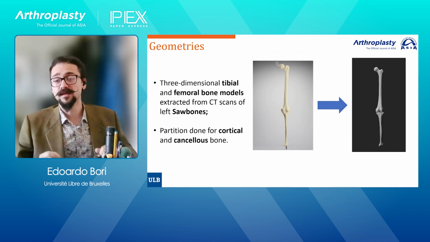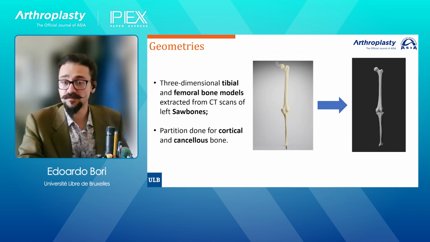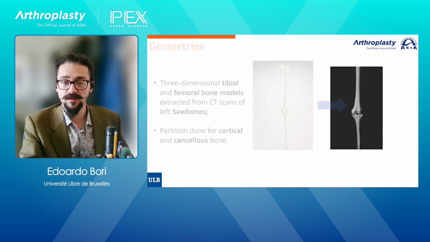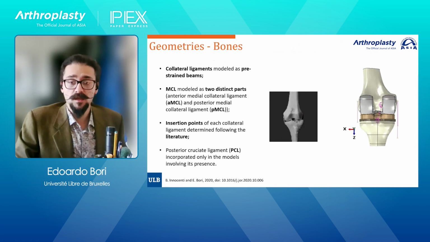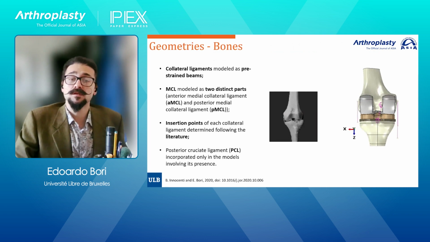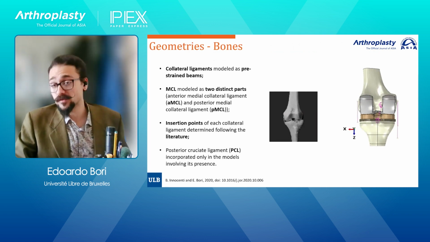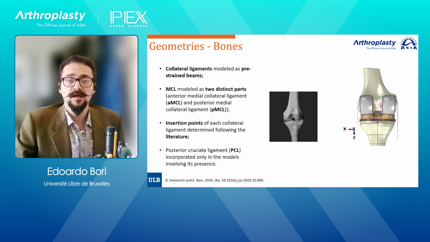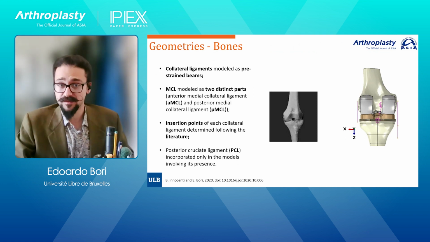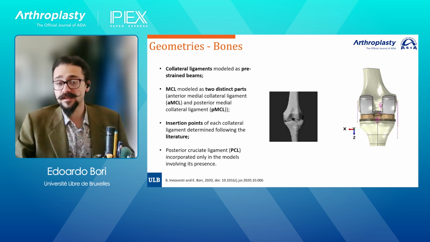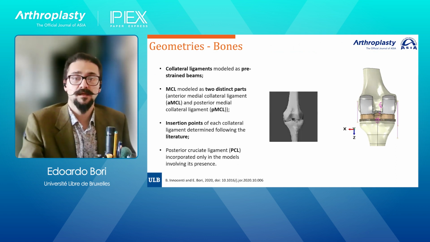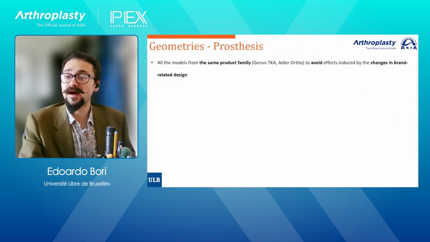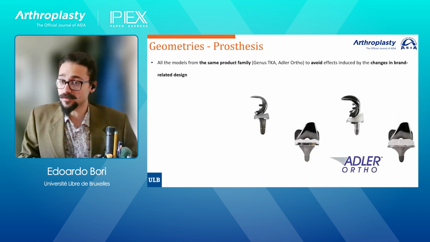We divided it into cortical and cancellous for reliability of the model, and then we proceeded to address the soft tissues. We kept in consideration the collateral ligaments and the cruciate one when present. For the medial collateral ligament, we considered two different bundles, and all the insertion points were taken from the literature. Then we have to define the design of the prosthesis that we want to consider.